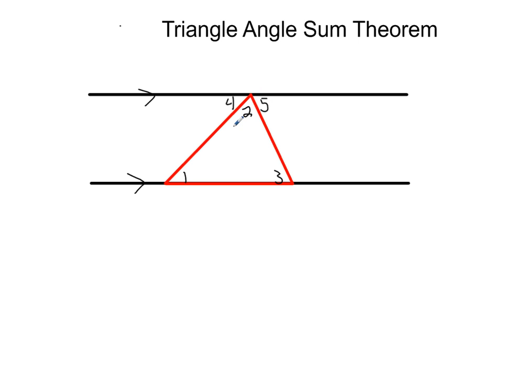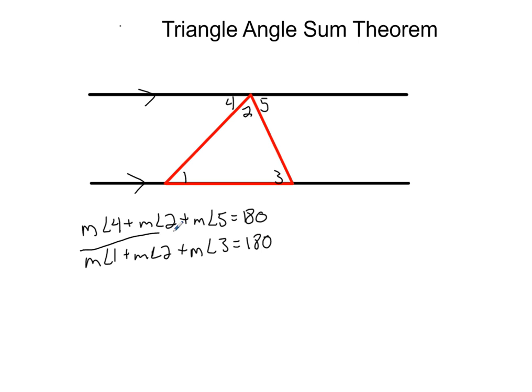Now right here we have three angles that add up to form a line. So their measures add up to 180. So the measure of angle 4 plus the measure of angle 2 plus the measure of angle 5 is equal to 180 degrees. All right, and I know that angle 1 is congruent to 4, 5 is congruent to 3, so I can simply substitute the measure of angle 1 for the measure of angle 4, and I can substitute the measure of angle 3 for the measure of angle 5.